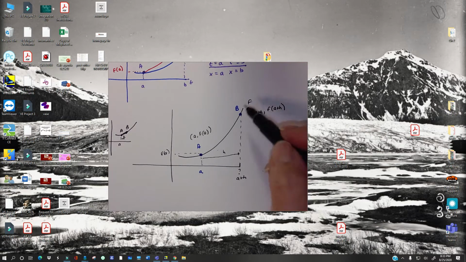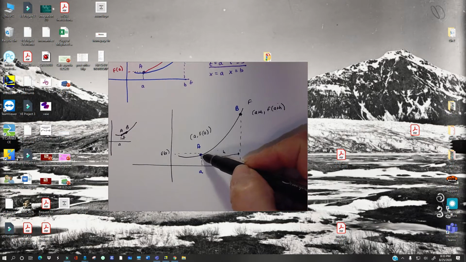So remember the other graph, it was 90 at this point, right? So when x was 2, the height of the graph was 90. Here, when x is A plus H, the height of the graph is f of A plus H. This would be my 90 here, and this would be my 2, okay?